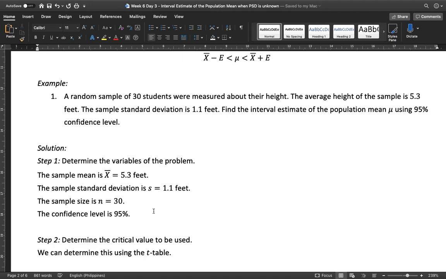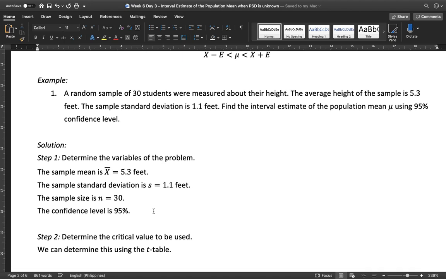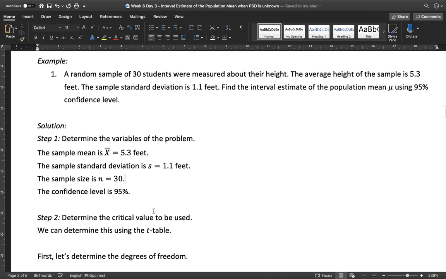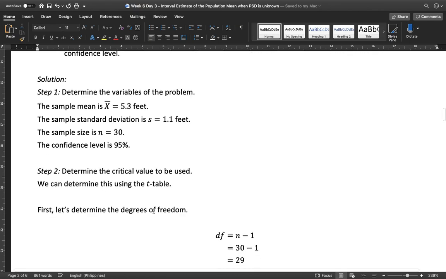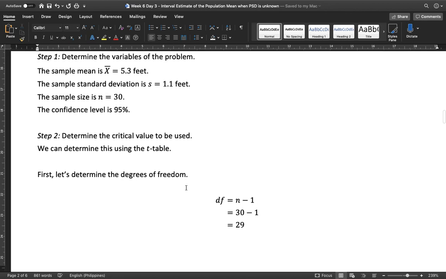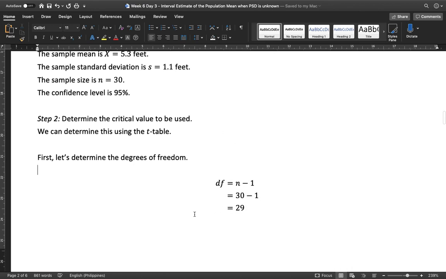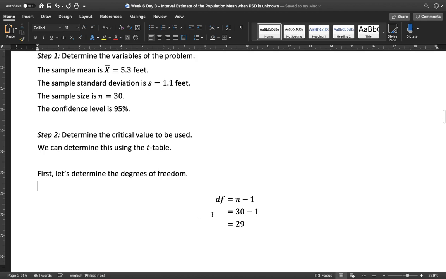Unlike du'n sa last lesson natin, 'di ba, minemorize lang natin 'yung z-value. Dito, gagamitin natin 'yung t-table natin. So, the first thing that we do here, we solve for the degrees of freedom. So, ang formula ng degrees of freedom ay n minus 1, sample size minus 1. Sample size natin, 30, minus 1, 29. Now, we go back to the table, check natin ano 'yung corresponding value ni t-table.